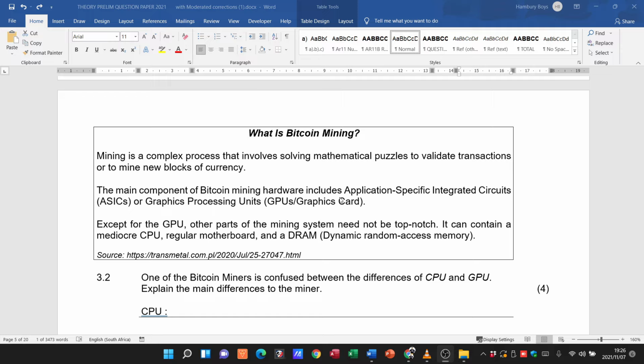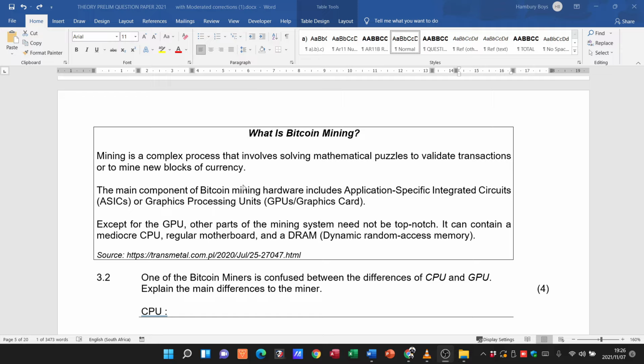In fact, in this one that I'm going to show you and go through, they do talk a lot about cryptocurrencies. So if your papers haven't covered it, at least with this one you are. So here they talk about Bitcoin mining. They mention here that mining is a complex process that involves solving a mathematical puzzle to validate transactions or to mine, in other words, produce new blocks of cryptocurrency. So this is the process of how new Bitcoins come into being.